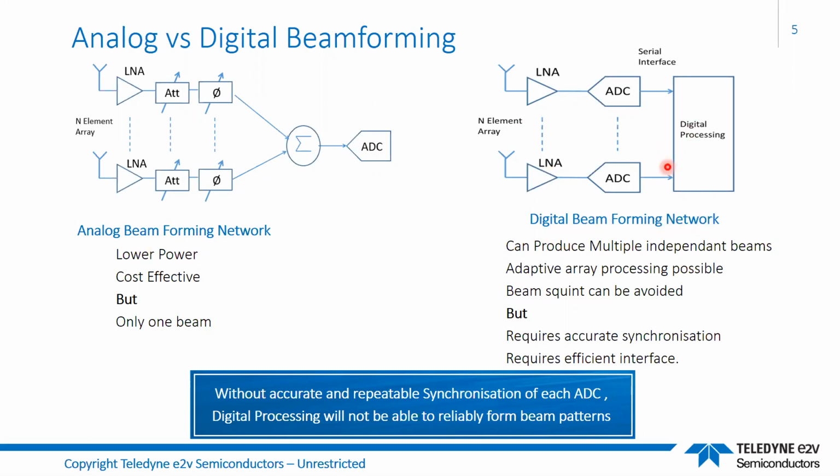And in this case, all the phase and gain adjustment is done in the digital domain, either in an FPGA or a high performance processor. And using this method, you can produce multiple independent beams. And that means that the generation of that beam, or the changing of that beam, can be adapted to circumstances like jamming patterns and other forms of interference very adaptively in real time.